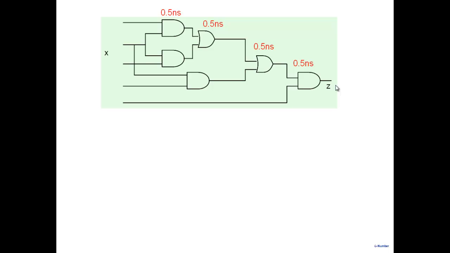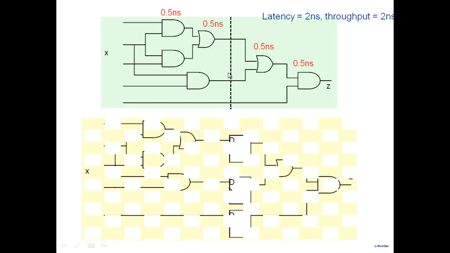Latency is 2 nanoseconds. At what rate can I refresh my data? If I apply my data at t equal to 0, after how much time can I apply the next set of data? 2 nanoseconds. So the rate at which I can process my data is also 2 nanoseconds. My latency is 2 nanoseconds, throughput is 2 nanoseconds. But now take this particular system and let's suppose I break it up here at this particular part. I break it up and add some storage elements like this.